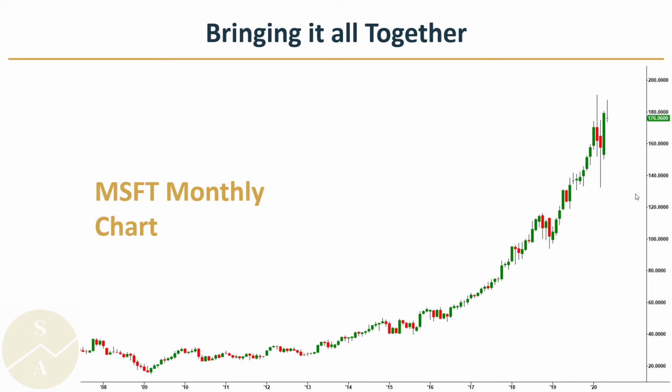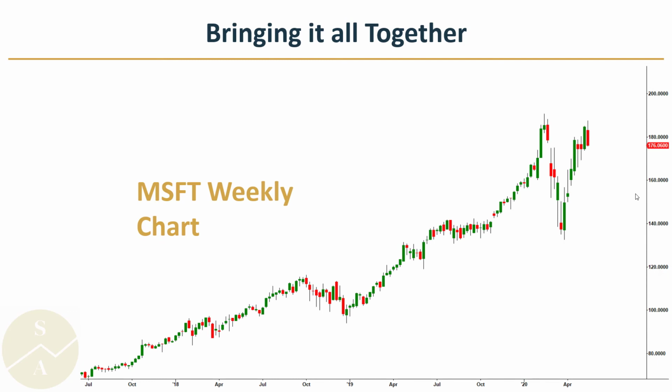Now if we take the same chart and we take it down to a slightly smaller time frame, now we have a weekly chart. Every one of the candlesticks represents 1 week of time on Microsoft now. See how we still have an upward trend, but we also, because we've gone to a smaller time frame, we can see this sell-off and this rally here as well. Remember, every one of these candles will take a whole week to open and then close.